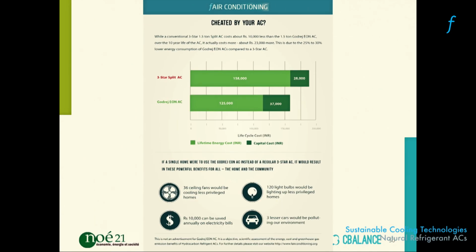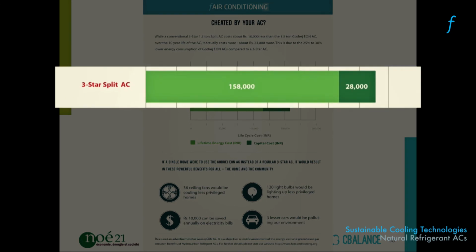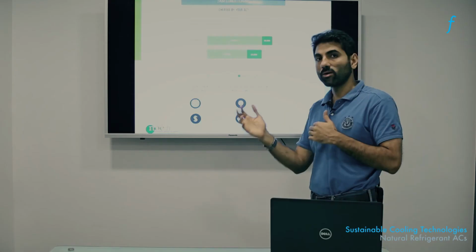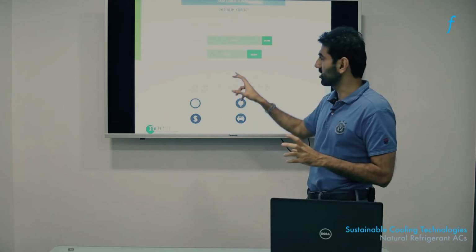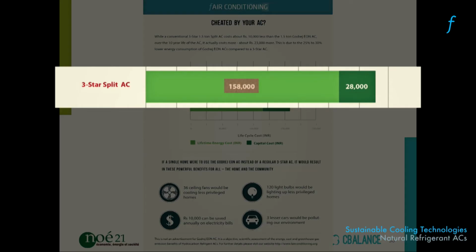A 3-star split AC in India, which does not have natural refrigerants, will require over 10 years approximately 1.6 lakh rupees to run, depending on, of course, which city you're in, etc. But this is an average cost to run the AC over 10 years. And its starting cost is about 28,000 rupees.